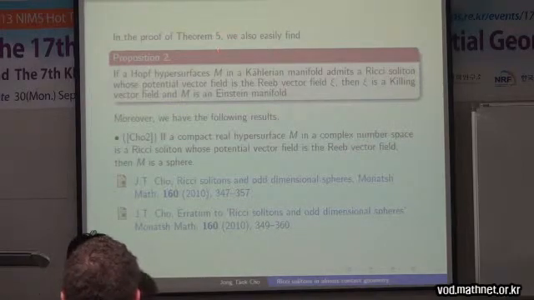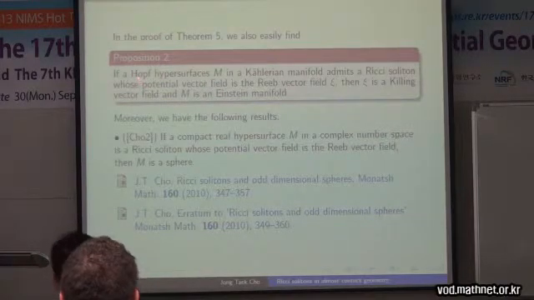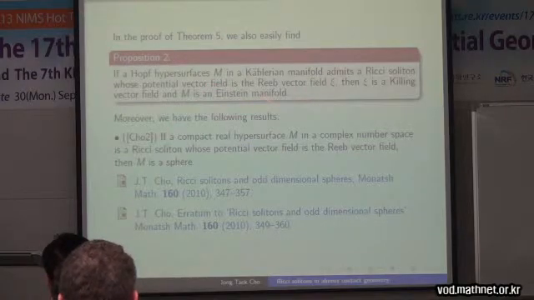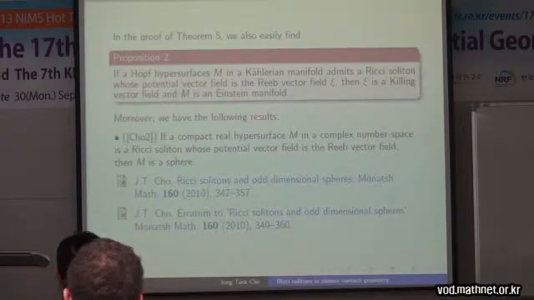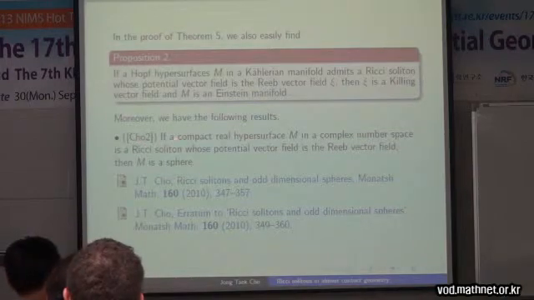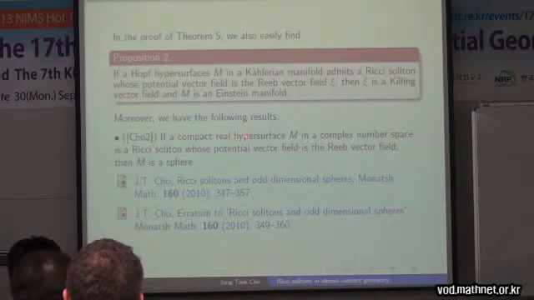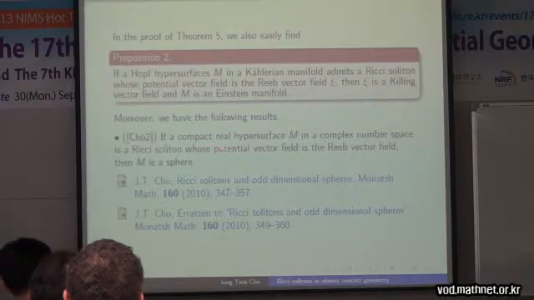In the proof of Theorem 5, you easily find that the compact condition can be replaced by the Hopf condition: if a Hopf hypersurface M in a Kähler manifold admits a Ricci soliton whose potential vector field is the Lie vector field, then xi is Killing and M is already an Einstein manifold. Moreover, we have the following results. If a compact real hypersurface in complex Euclidean space is a Ricci soliton whose potential vector field is the Lie vector field, then it is a sphere.